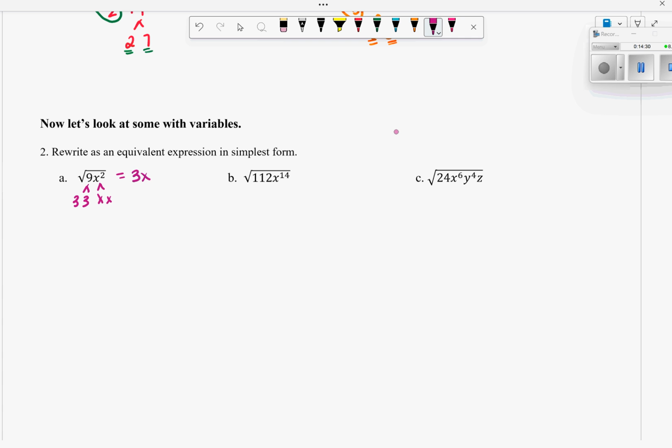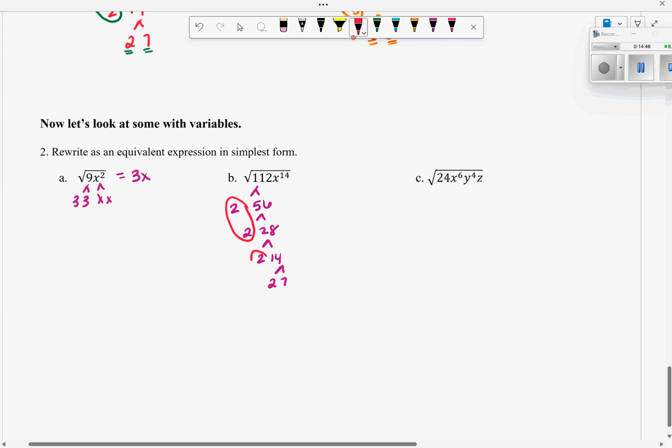Here we have 112. That breaks down into 2 and 56, which breaks down into 2 and 28, which breaks down into 2 and 14, which breaks down into 2 and 7. So we have this group here and this group here, but then this doesn't make a group. If you have multiple groups, you just multiply them. So that'd be 2 times 2 on the outside times the square root of 7.